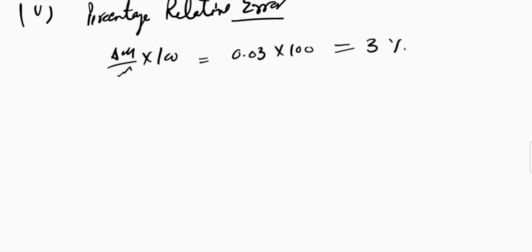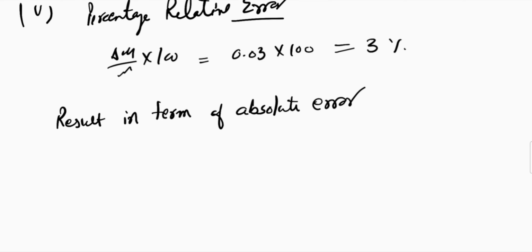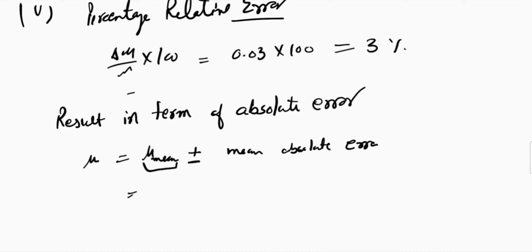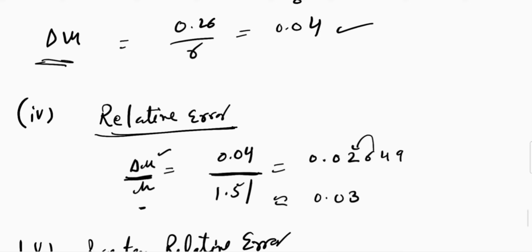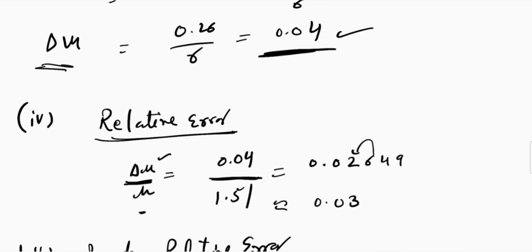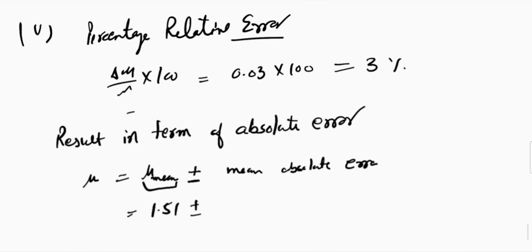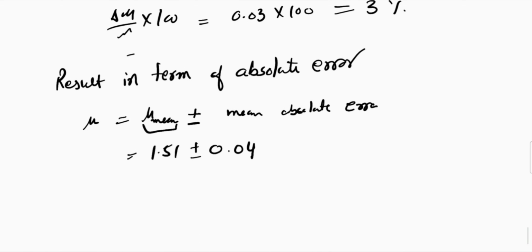So we can represent this. First is the result in terms of absolute error. We always represent our result as mu equal to the mean value, mu mean or simply mu. So here mu mean is equal to 1.51 plus minus the mean absolute error, which is 0.04. So this is my answer in terms of absolute error.